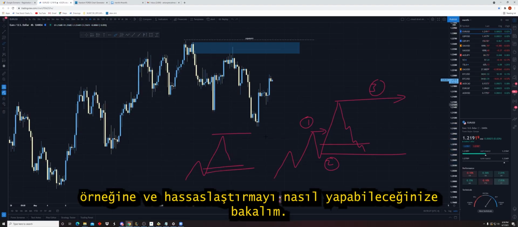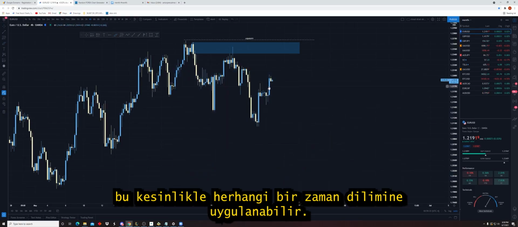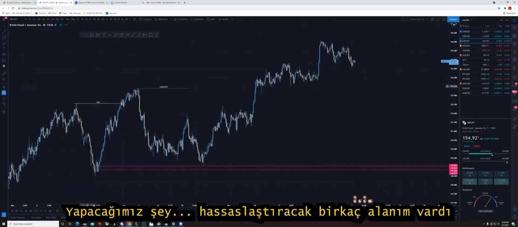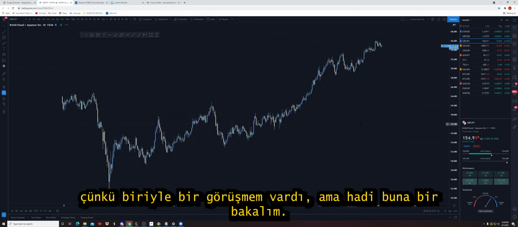So let's look at a few examples of refinement and how you can make refinement happen. And again, I'm going to show you that it can be applicable to absolutely any time frame whatsoever. So let's start on GJ here just for a second. I had a few areas refined because I had a call with someone, but let's take a look at this.